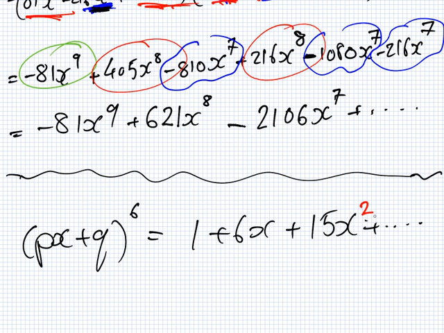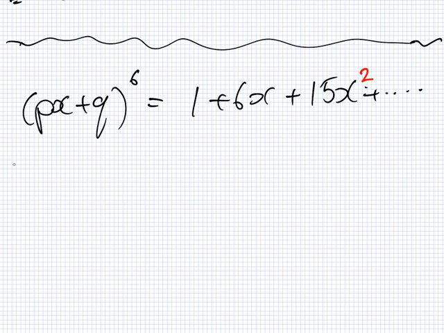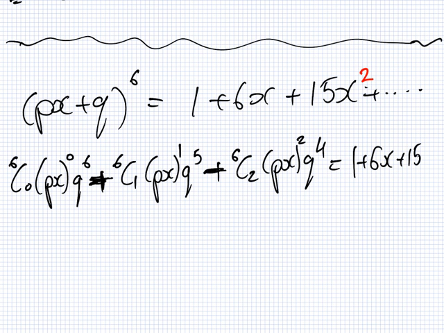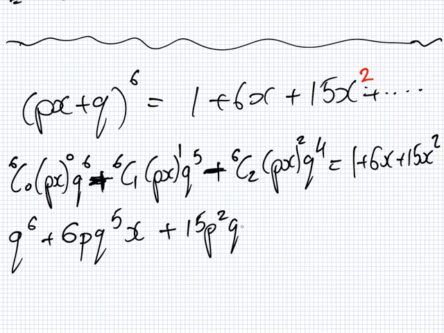Okay, let's have a look at this. So, here on the left, if I expand, I know I get 6C0 P X^0 Q^6 plus 6C1 P X^1 Q^5, plus 6C2 P X squared Q^4 equals 1 plus 6X plus 15X squared. So on the left, I'll have Q^6 plus 6PQ^5 X plus, 6C2 is 15, plus 15P squared Q^4 X squared equals 1 plus 6X plus 15X squared.